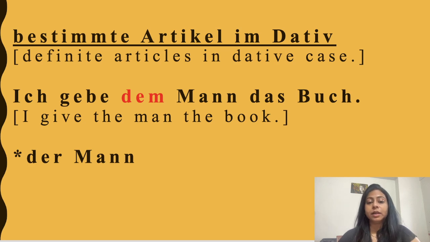Ich gebe dem Mann das Buch. I give the man the book. So the article of Mann is there. This der Mann changes to dem Mann in dative.